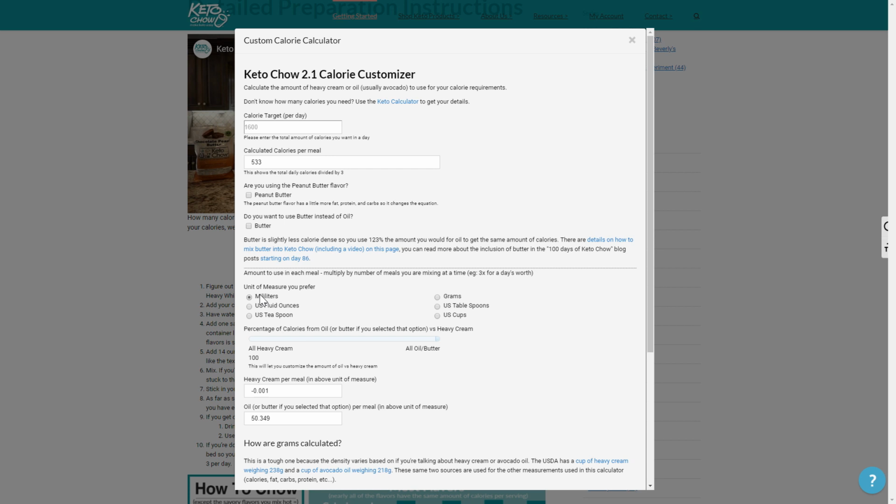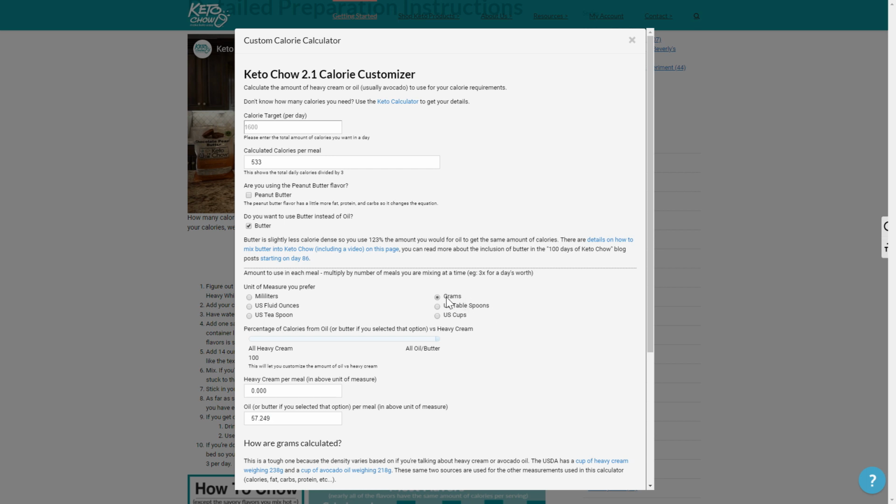But let's come back here to milliliters. Now, so it's 50 milliliters of oil. If I check the box for butter, there we go, 62 milliliters of butter. Or if I click on grams, it'd be 57 grams of butter.